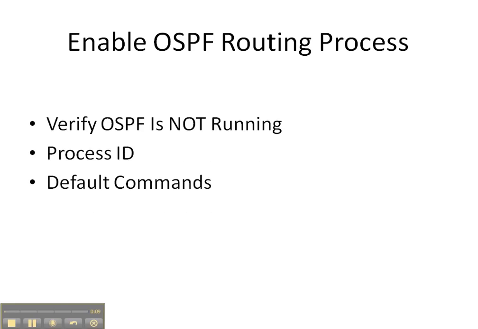In today's video cheat sheet we're going to enable the OSPF routing process on router 2. So let's look at what we're going to cover. First of all, we're going to verify that OSPF is not running on router 2. Then we're going to look at the significance of the process ID in OSPF. And then last, we're going to look at the default commands that are enabled when the OSPF routing process is configured.